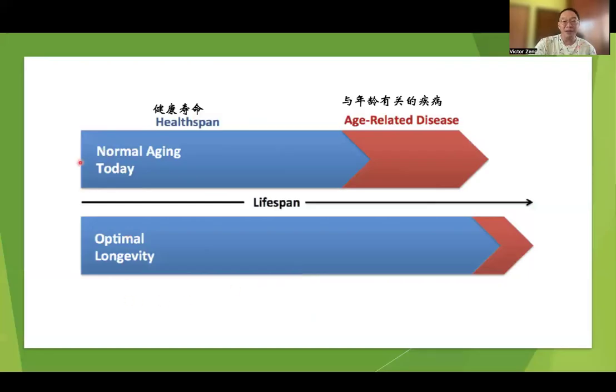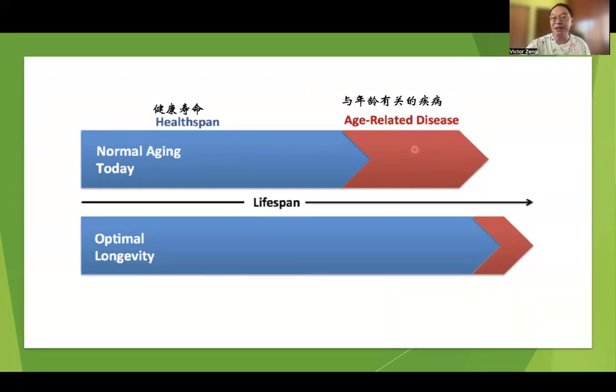On top is normal aging today. You may live from the left to the right, maybe 70 to 80 years old. This is health span in the blue, when you have no disease. In the red is when you start getting diseases. So this is a person living 70 to 80. In the last 20 years of his life, he has age-related disease.